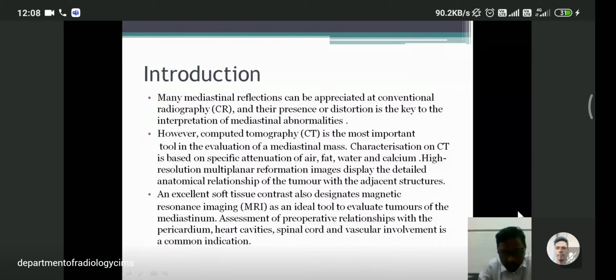As CT is usually available in all places, we prefer CT. And in some cases, like if we suspect involvement of the vertebral body or the spinal canal, we have to go for the MRI.